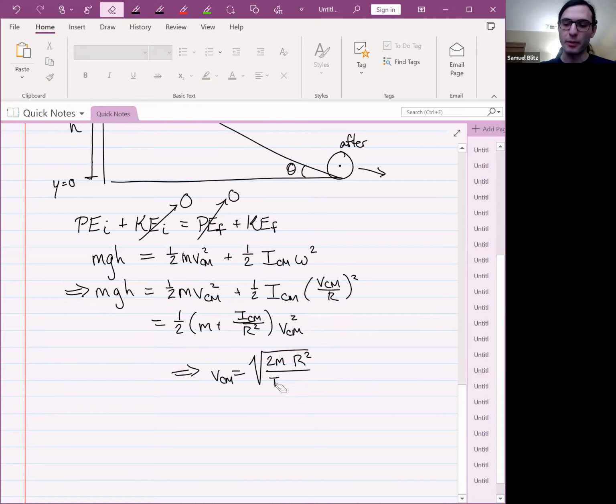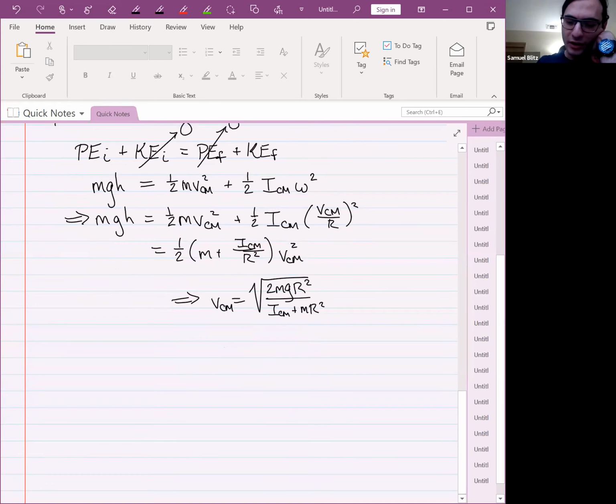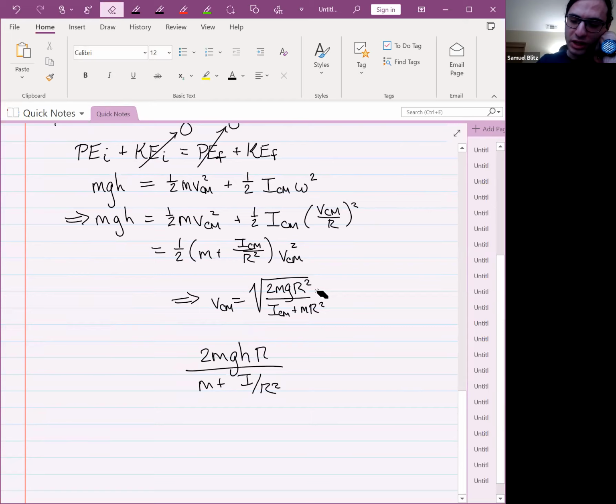Let me write that so it's a little bit nicer: I_CM plus mr squared. All I've done is regroup. Yeah, h should be there. Hold on, let me think about this for a minute. It should be mgh r squared. I just have to make sure this is right. Now I actually have to do the algebra. So it's 2mgh over m plus I over r squared. Okay, so I'm just missing an h up here. That's all. mgh r squared. There we go. Good catch. Thank you.